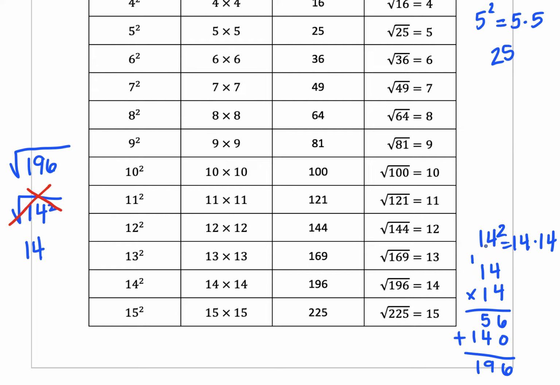So if you forget on the test, just do that longhand multiplication to figure out what the number is, and then the opposite of a square is a square root, and they undo each other. So once you figure out what number would go under there with its square, you can cancel out the square root and square to get your answer.